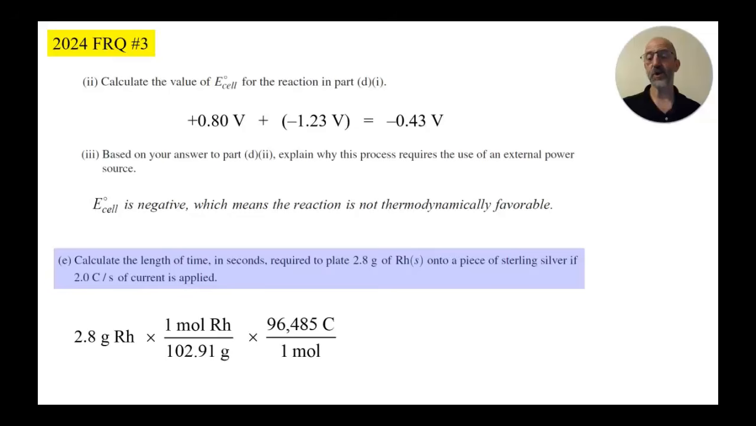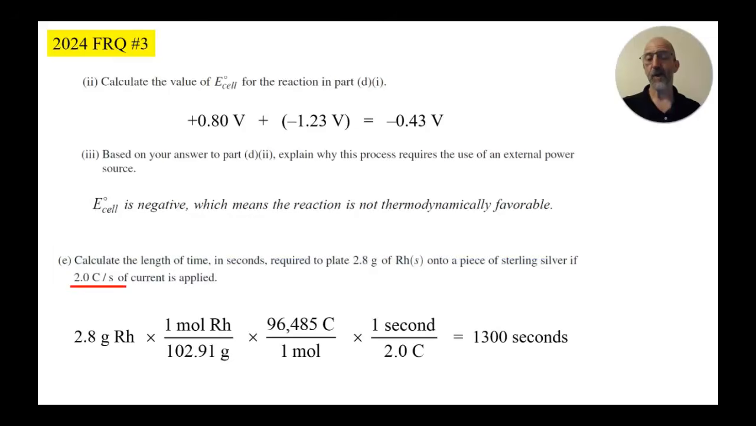So it says 2 coulombs per second. That would be 2 amps, or 2 coulombs per second. I think I will put seconds on the top. Well, unfortunately, I did something wrong. Let's see if you can figure it out here. I went from grams to moles. I went from moles to coulombs. I went from coulombs to seconds.